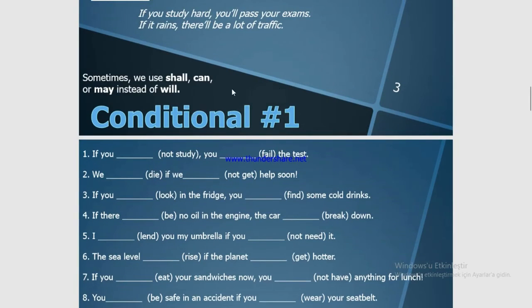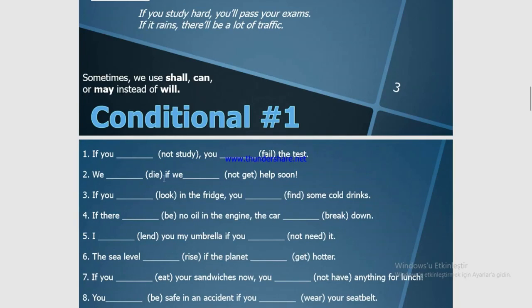Or can we replace the second clause with any of these modals? Shall, can, may. You shall fail the test. Doesn't look like the wisest option. If you don't study, you will fail the test was option 1. You can fail the test. Grammatically okay, but will should be preferred more over here.